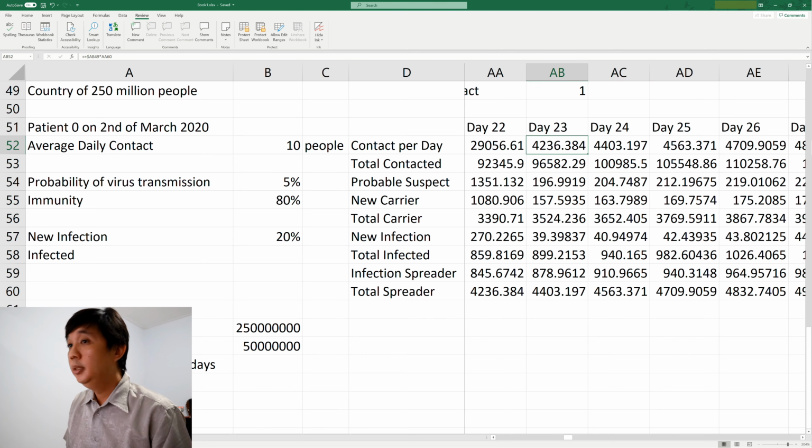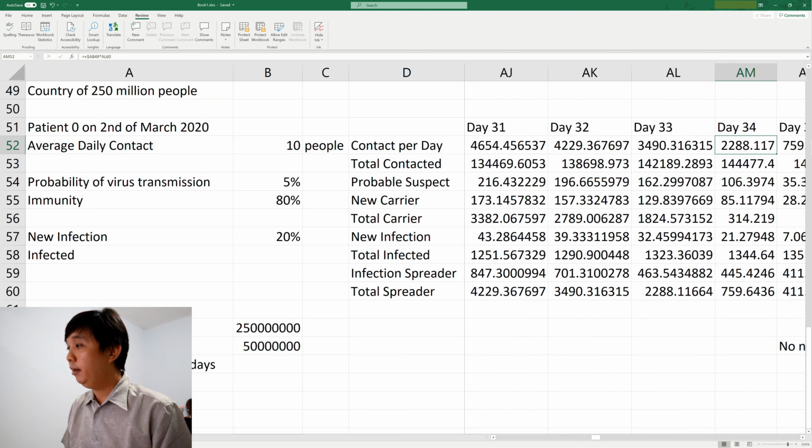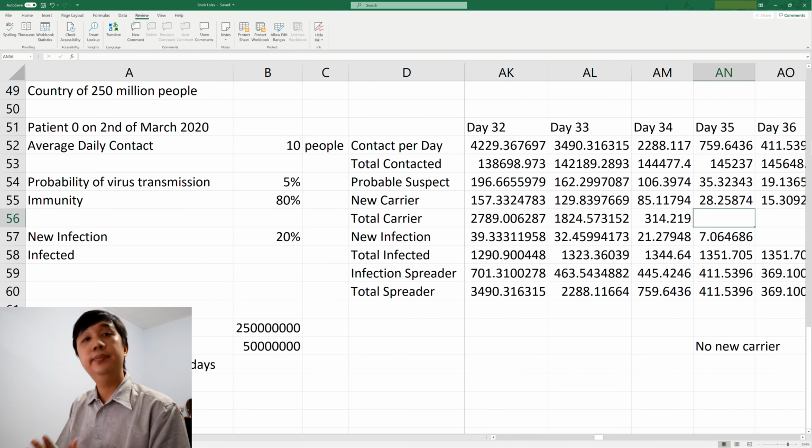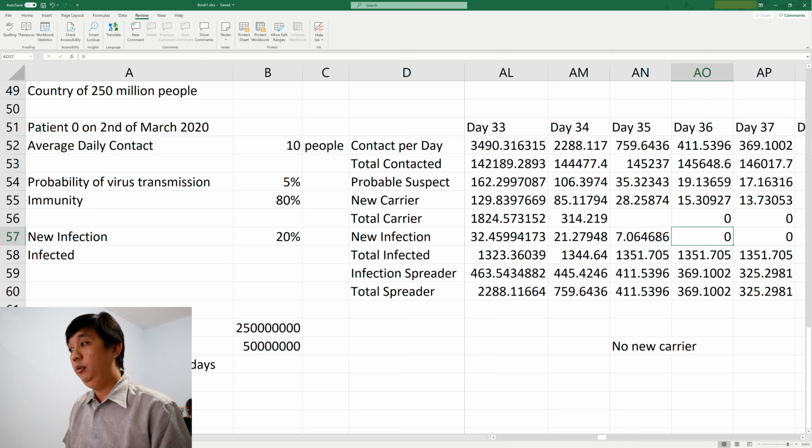So on day 24, you can see here, the total number of spreaders is 440.3 and the contact per day is limited to 440.3. And there we'll find out. Okay, by day 35, the number of carriers is practically 0. Congratulations, we've contained the virus in just 12 days. The number of new infections is still 7, and on day 36, we have 0 new infections. And this disease will be eradicated in just 45 days.